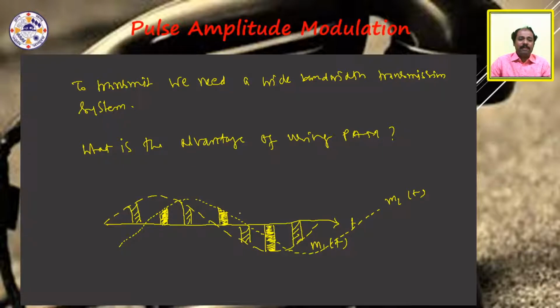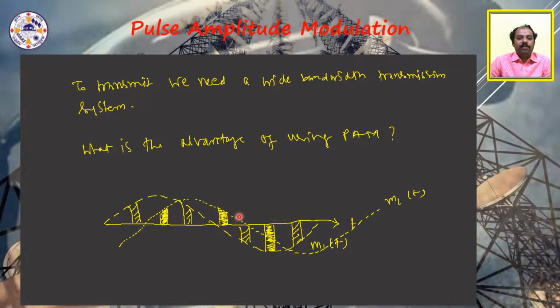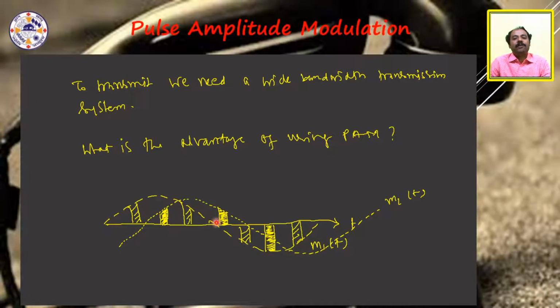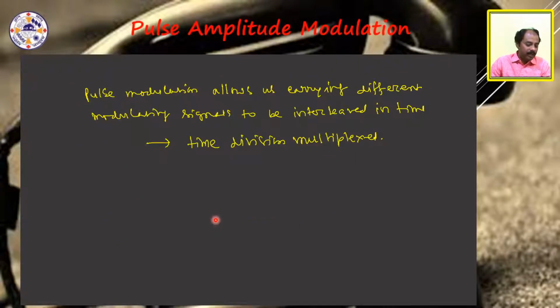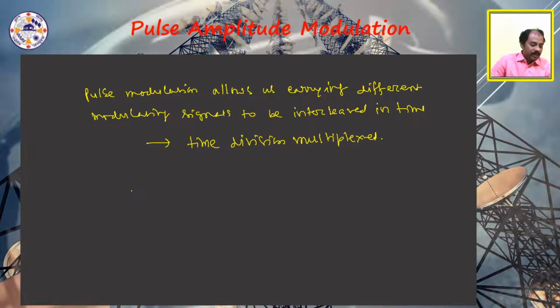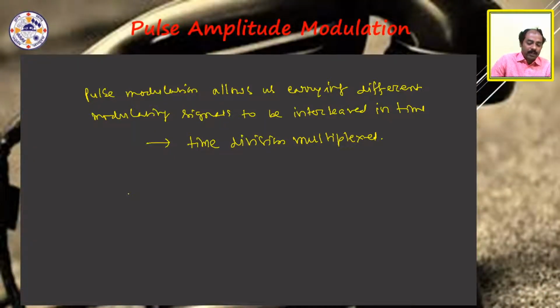Remember, in the same time scale, we are accommodating two signals, M1(t) and M2(t). These pulses are not interfering with each other. So this is the benefit of using a pulse amplitude modulation technique. So how can we achieve this in practice? In a very simple manner, we can achieve this.